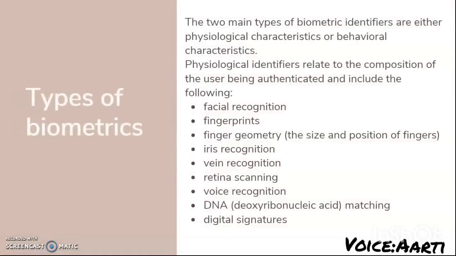Types of biometrics. The two main types of biometric identifiers are either physiological characteristics or behavioral characteristics. Physiological identifiers relate to the composition of the user being authenticated and include the following: facial recognition, fingerprints, finger geometry, iris recognition, vein recognition, retina scanning, voice recognition, DNA matching, and digital signatures.